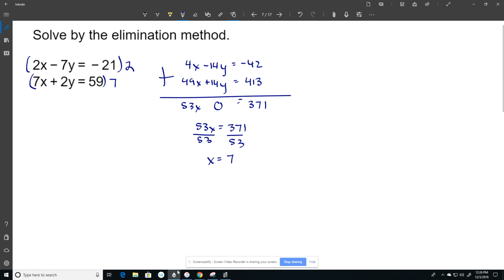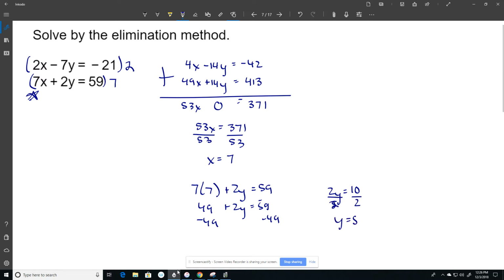And now I just plug it into one of my original equations. So 7, I'm going to use this equation right here. 7 times 7 plus 2 times y equals 59. 7 times 7 is 49 plus 2 times y equals 59. Minus 49 from both sides. So 2y equals 10. Divide by 2, y equals 5. So x is 7, y is 5. So my answer is 7, 5.